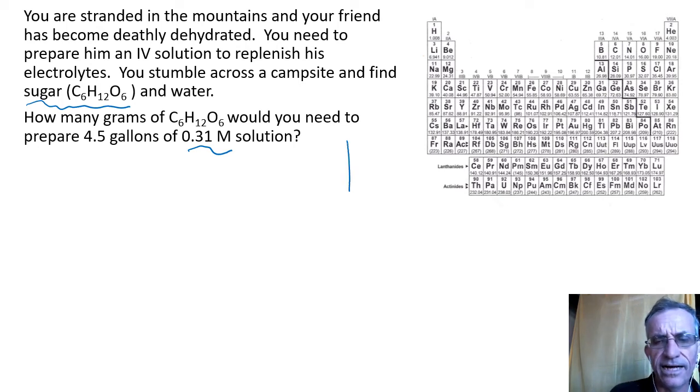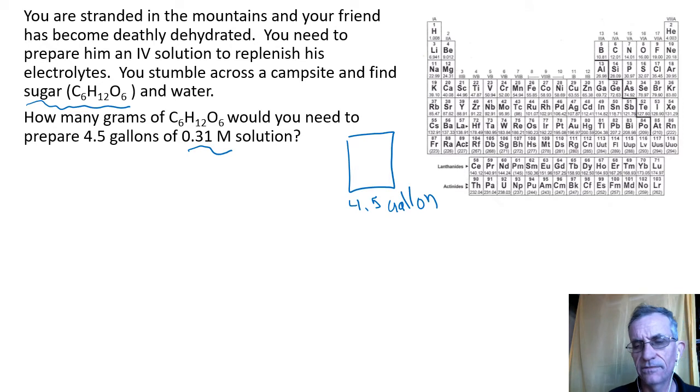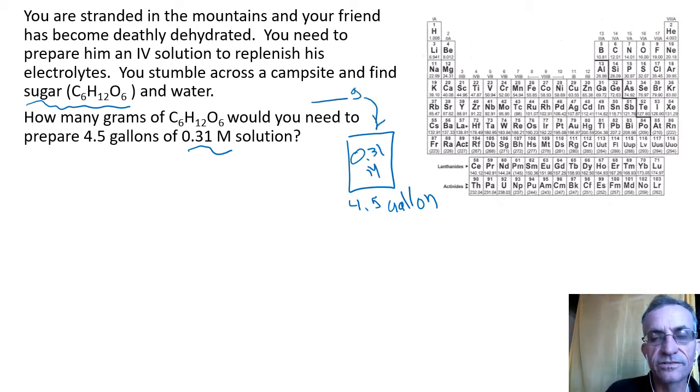You want to make up 4.5 gallons of an IV. You figure that'll last you a few days. And it has to be 0.31 molar. How many grams of sugar do you use? So you're going to dissolve so much sugar in that 4.5 gallons of water to create your IV. Your life depends on it. All right, so let's figure it out.